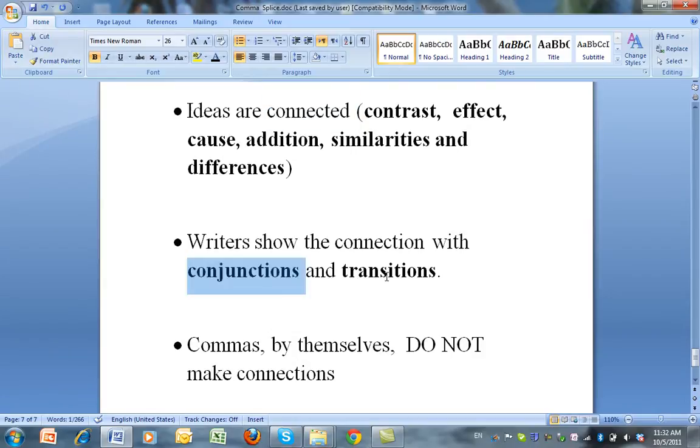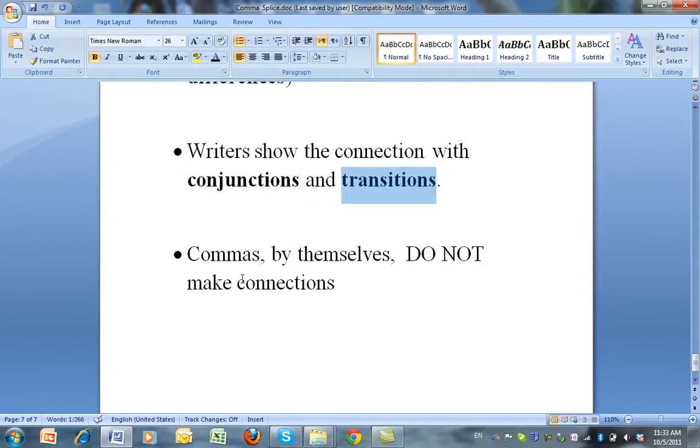Okay, we have conjunctions and we have transitions. And remember, commas by themselves do not make connections between sentences. Here these commas are fine. They're not used to connect two sentences.